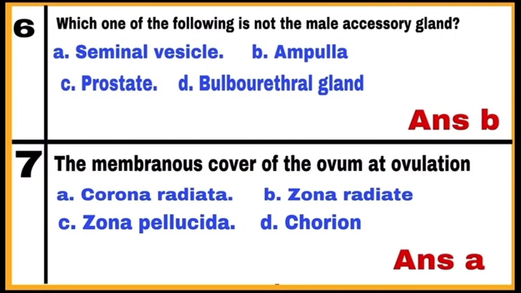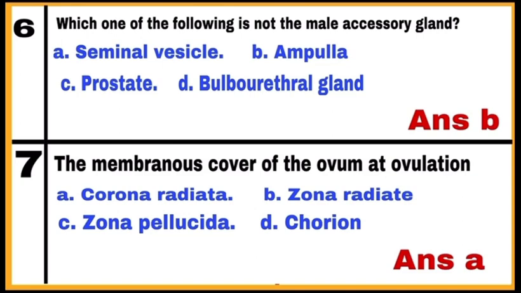Question 6. Which of the following is not a male accessory gland? Seminal vesicle, prostate and bulbourethral glands are male accessory glands, while ampulla is a part of fallopian tube in female reproductive system. So here mark B as a correct answer.